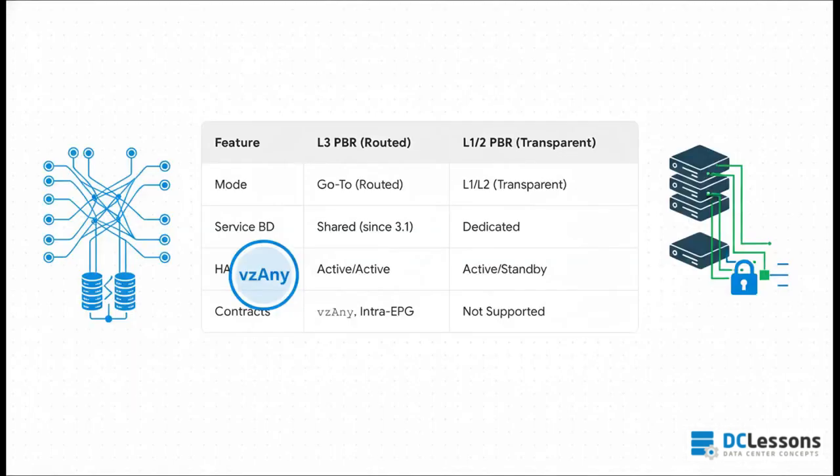This slide really lays out the trade-offs perfectly, doesn't it? Layer 3 PBR is just way more flexible. It supports powerful features like vzAny, which is like a wildcard for applying policy to everything at once, and it can handle active-active HA clusters. Layer 1/2 PBR, on the other hand, is a much more specialized tool with some pretty strict hardware and design rules. The one you choose really just depends on the specific service you're trying to integrate.